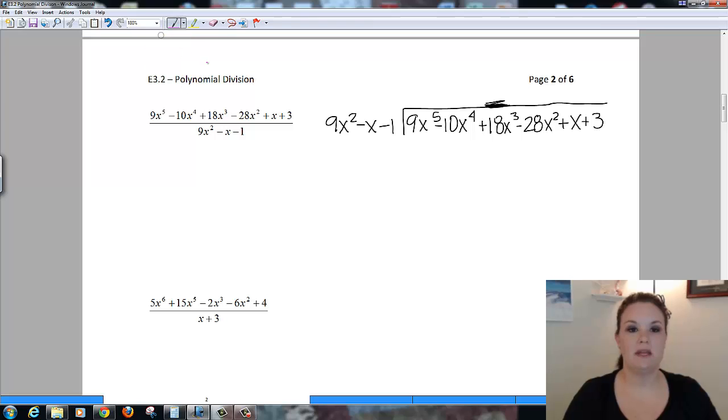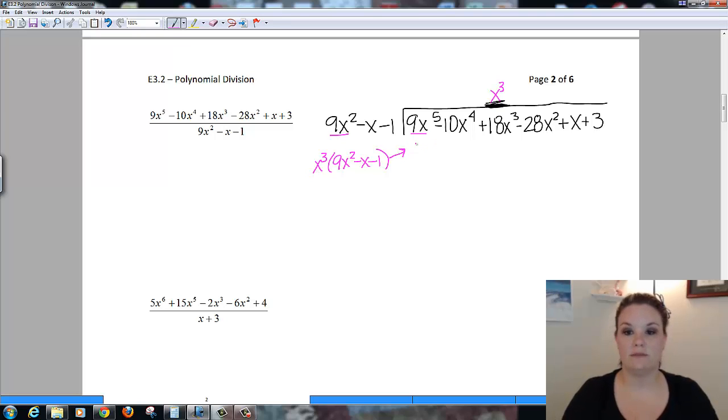Okay. So in pink, I look at my leading term, which is 9x squared. How can I make it look like this leading term, which is 9x to the 5th? So I already have the 9. I already have 2 x's, so I need x cubed. So x cubed times my divisor is what I'm going to do. And I'm going to go ahead and write it over here. X cubed times 9x squared minus x minus 1, and then write it here.